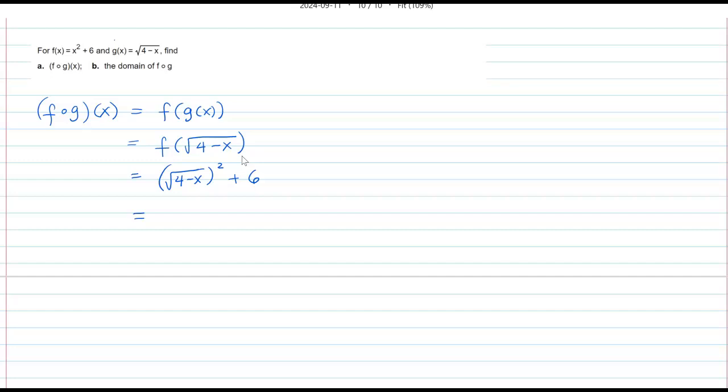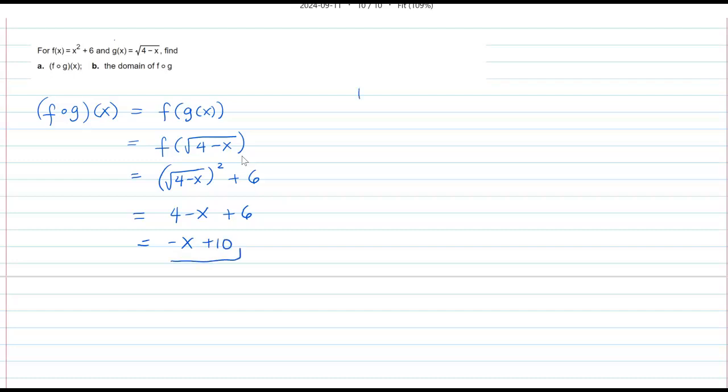And this is just equal to 4 minus x plus 6. So this is then equal to negative x plus 10.